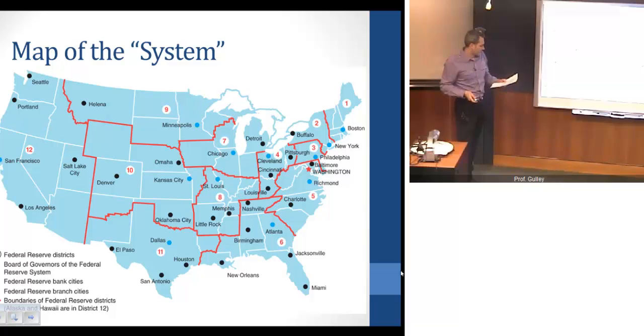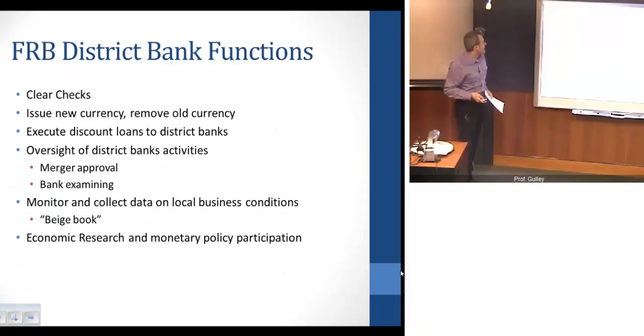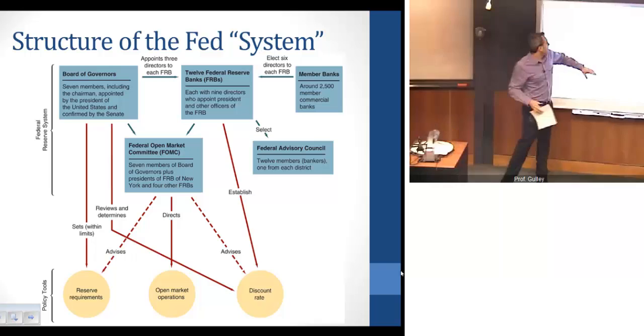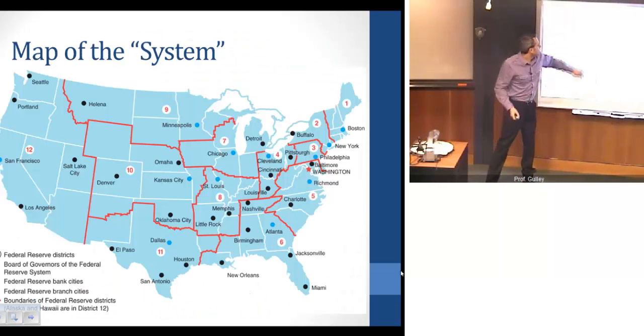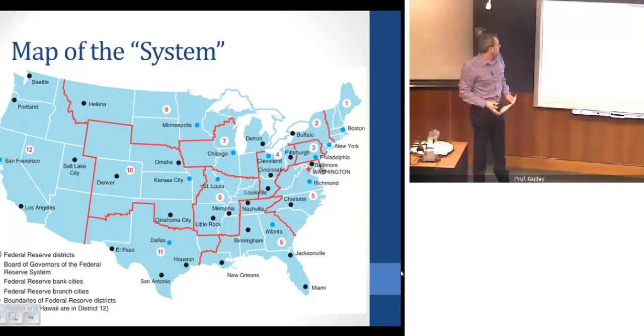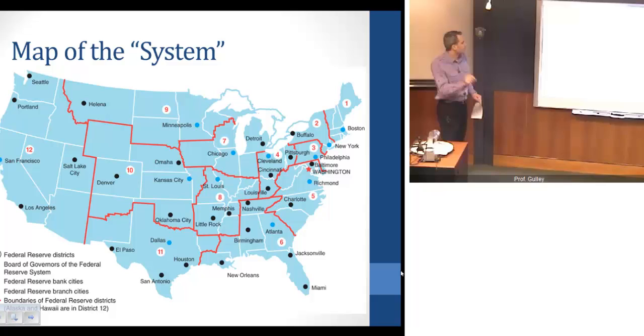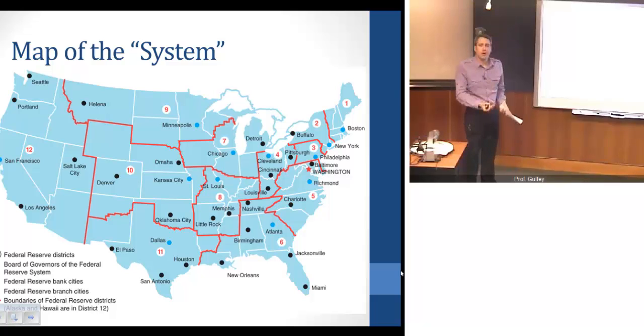So the Federal Reserve district banks each have a president. Within each of these districts, there's a president, and the president is appointed by the directors within that regional district. It turns out that that's an important part of this broader monetary policy process, because the presidents of each of the districts get to participate in the monetary policy process.